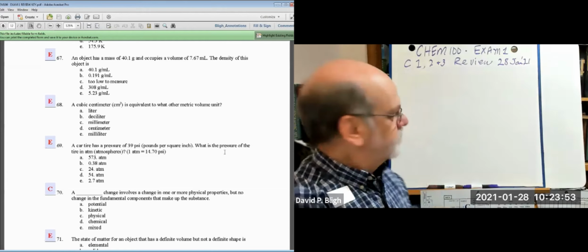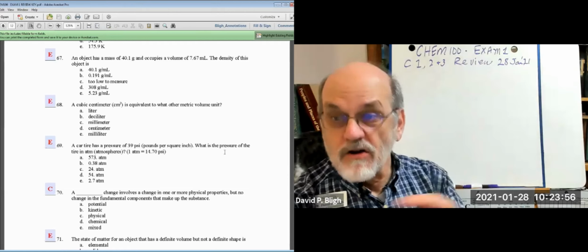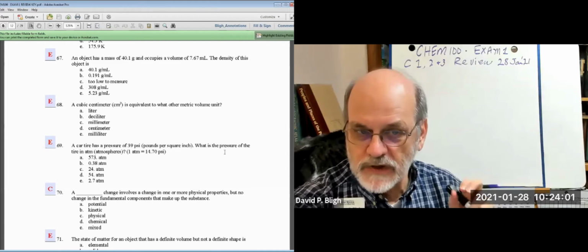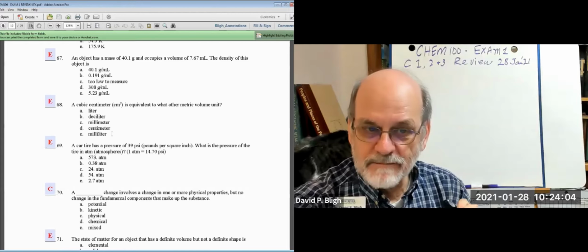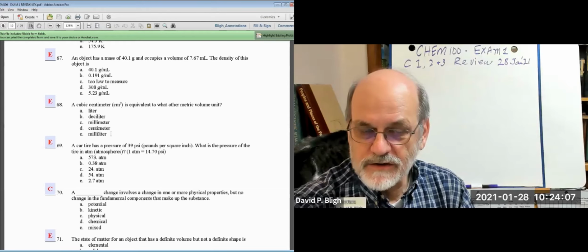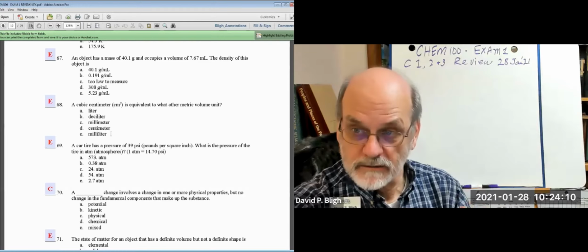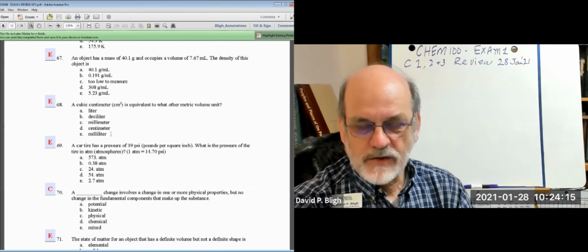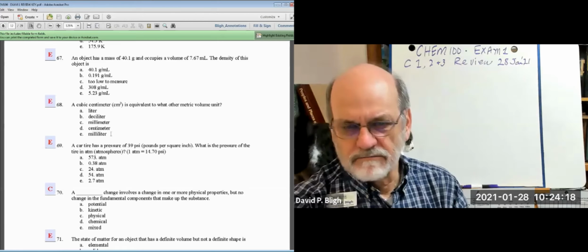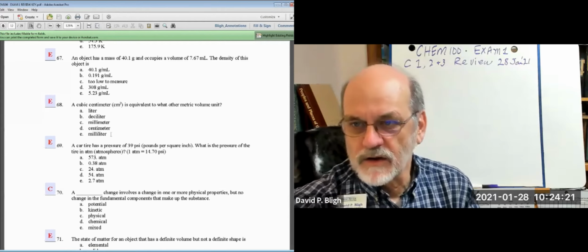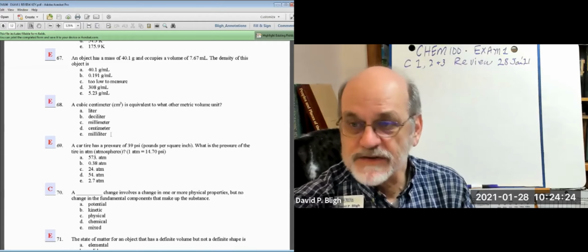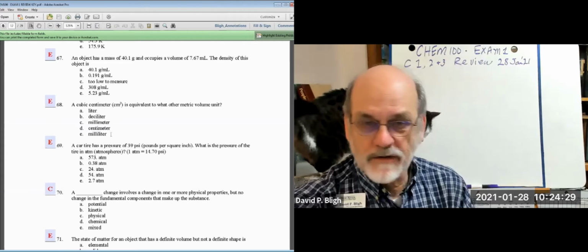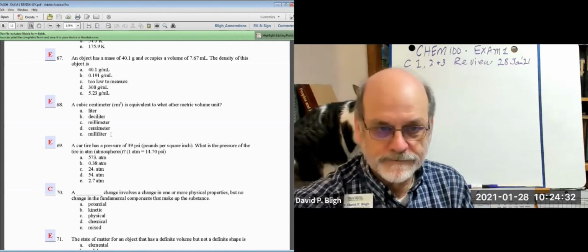I don't even have to write this one up. 68. You just need to know this one. A cubic centimeter is equivalent to what other metric volume unit? It's equal to a milliliter. Milliliters and cubic centimeters are equal in size. So if you see something old sitting on the shelf in a medical environment, and it says so many cc's, that's cubic centimeters, you know immediately that the volume is in milliliters also.